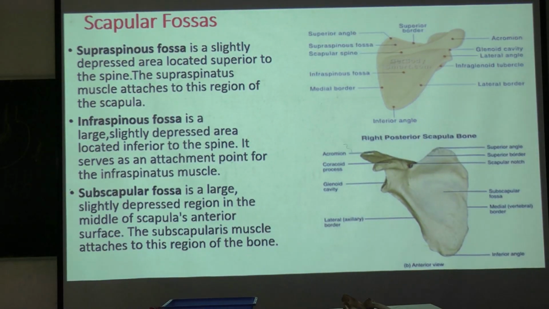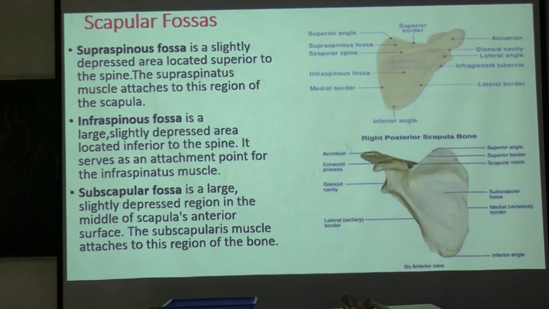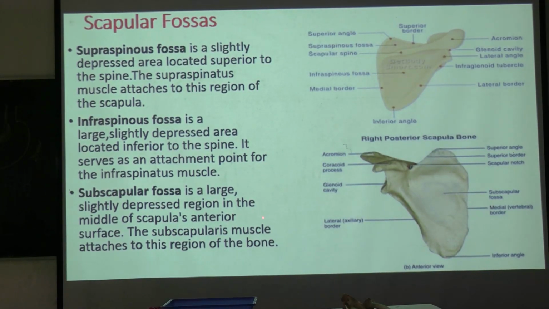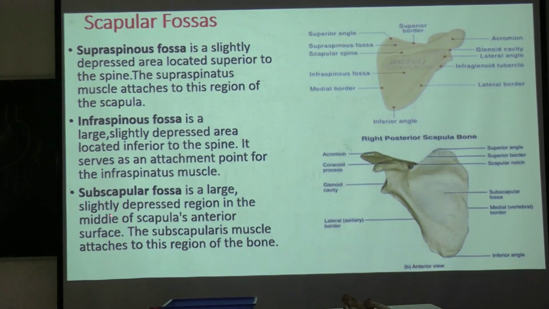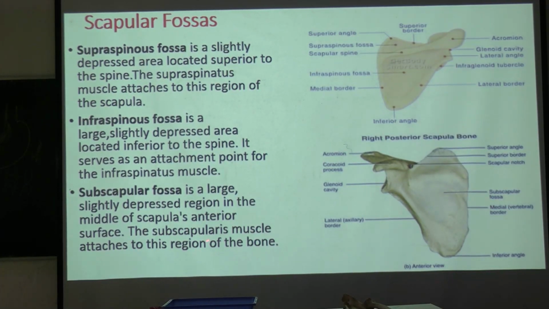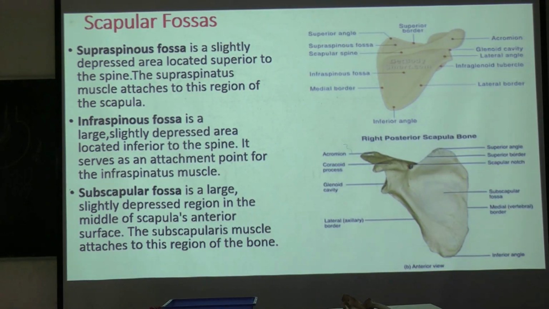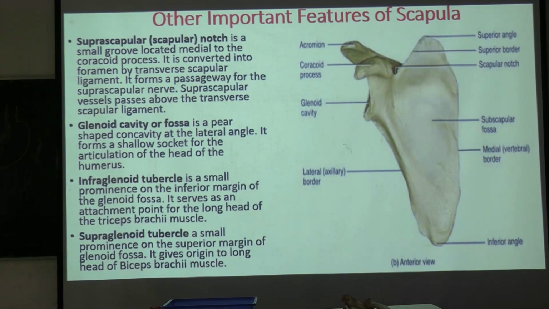Next is the subscapular fossa. This one is the subscapular fossa on the costal surface. It is a large, slightly depressed region in the middle of the scapular anterior surface and the subscapularis muscle attaches to this region of the bone. Okay, understood? Next are other important features.